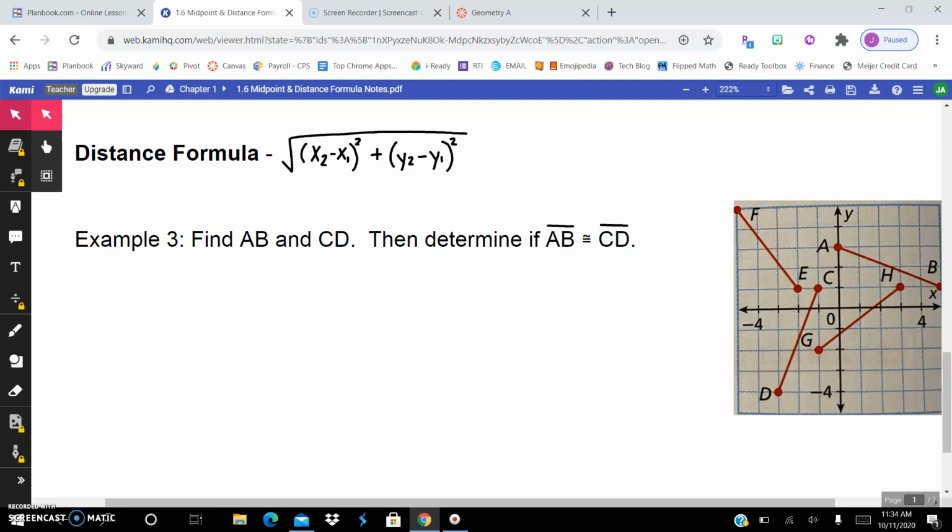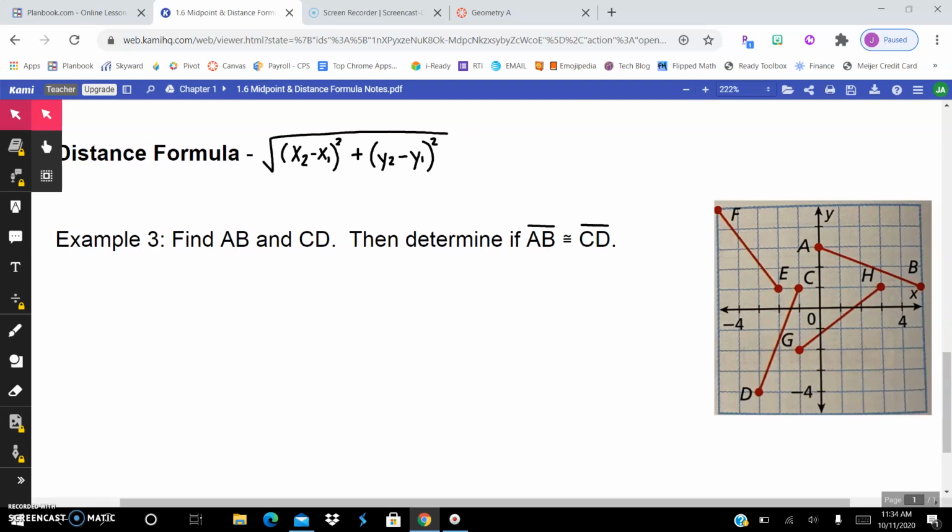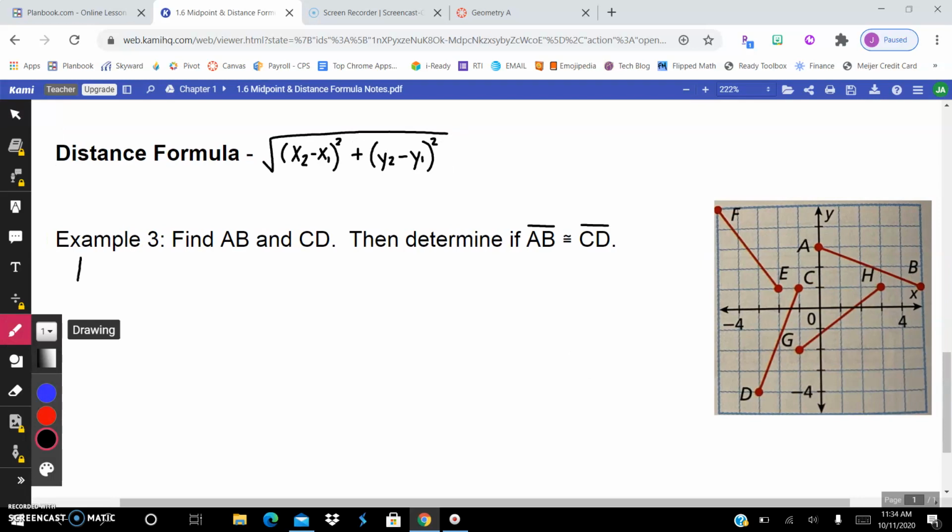So example 3 says find AB and CD and then determine if the segment AB is congruent to segment CD. So in order to figure out if they're congruent, we have to figure out if they're the same length. So AB in the picture, we have to find its ordered pairs. And so I'm going to write segment AB over here so we know which one we're working with. We have 0, 3 for point A. And we have 5, 1 for point B.